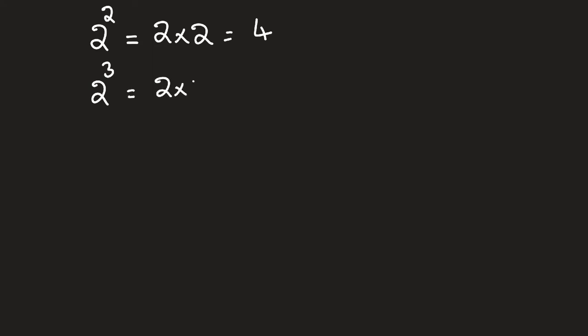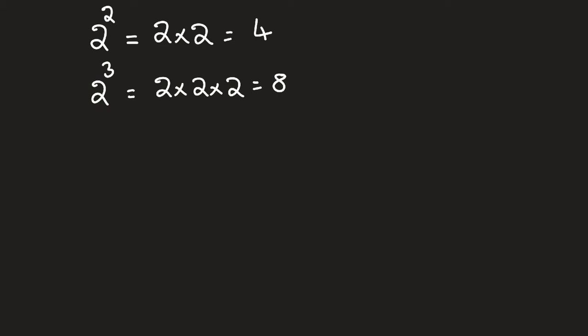You have learned what 2 to the power 2 means. It means 2 times 2, which is of course 4. What does 2 to the power 3 mean? It means 2 times 2 times 2, which is 8.